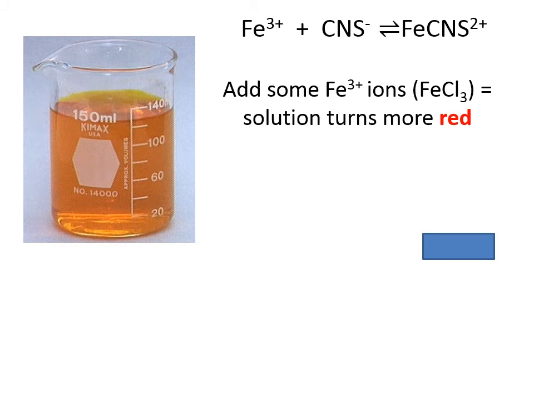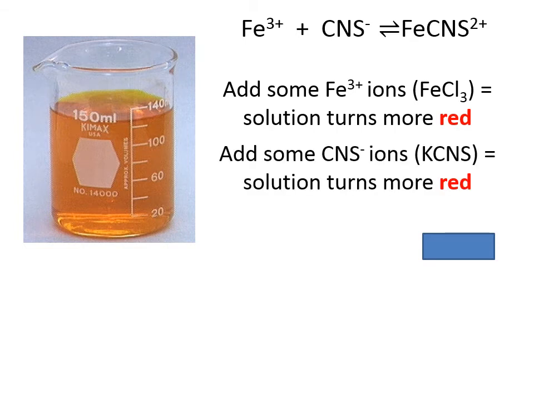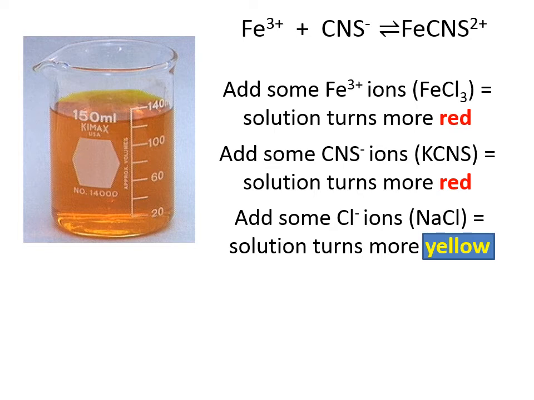If we add iron ions, now the iron ions are yellow, so the solution is going to move to get rid of those yellow iron ions, and it's going to turn red. And if we add the thiocyanate ions, the solution is going to turn more red again, same reason, it's going to move to get rid of those thiocyanate ions, so it's going to make more of the iron thiocyanate. And if we add chloride ions in the form of sodium chloride, the solution turns more yellow, so we'll explain that on the next slide.